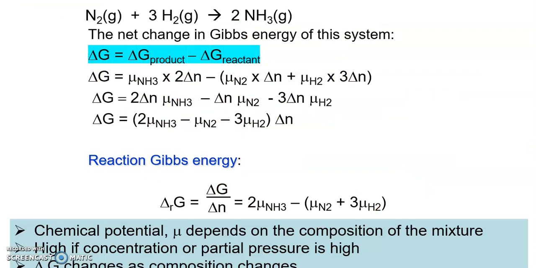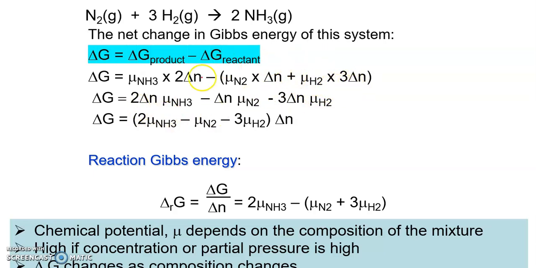So to find the Gibbs energy, as usual, delta G equals delta G of product minus reactant. So here we have one product and 2 reactant species. Our product will be ammonia, and our reactants will be nitrogen gas and also hydrogen gas. So we can convert it to chemical potential. Here we have the chemical potential of ammonia times 2 delta N, minus delta G of our reactants: mu N2, the chemical potential of nitrogen gas, times delta N, plus the chemical potential of hydrogen gas times 3 delta N.